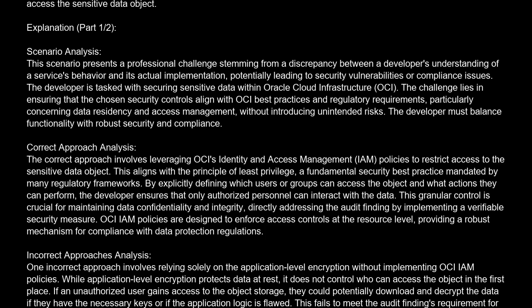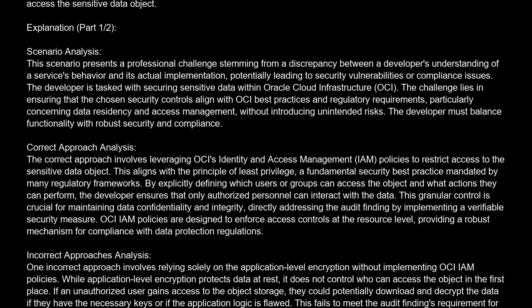Incorrect approaches analysis. One incorrect approach involves relying solely on the application-level encryption without implementing OCI IAM policies. While application-level encryption protects data at rest, it does not control who can access the object in the first place. If an unauthorized user gains access to the object storage, they could potentially download and decrypt the data if they have the necessary keys, or if the application logic is flawed. This fails to meet the audit findings requirement for access control and violates the principle of defense in depth.